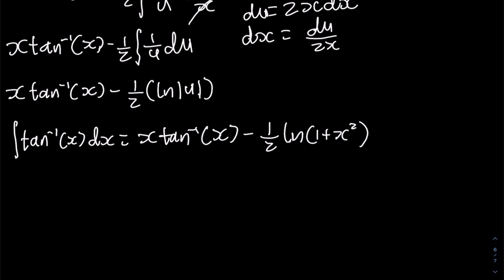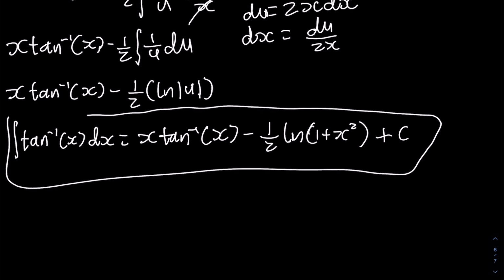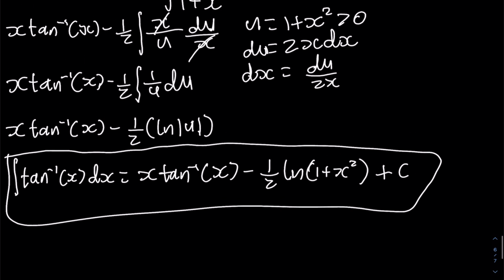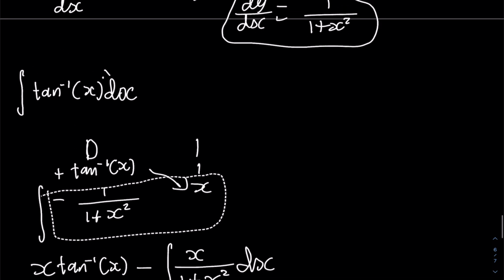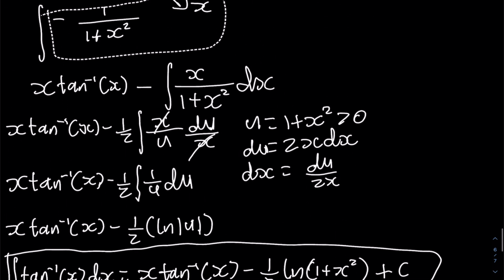And here we can put a plus C because we are done with our integral. So that was the integral of the inverse tangent of x using the derivative of the inverse tangent of x, and a nice trick for integration by parts.